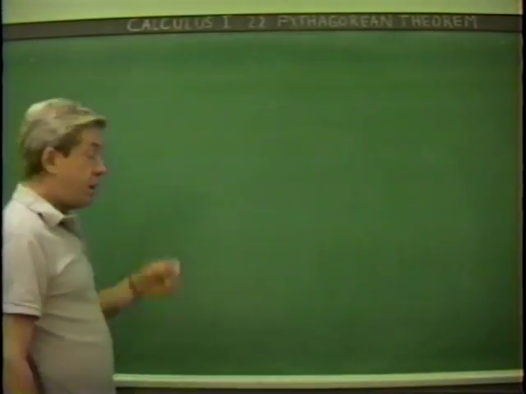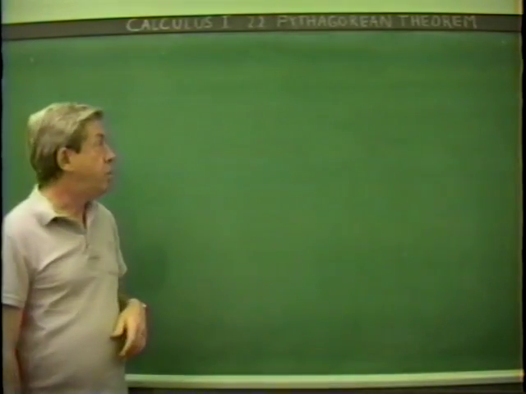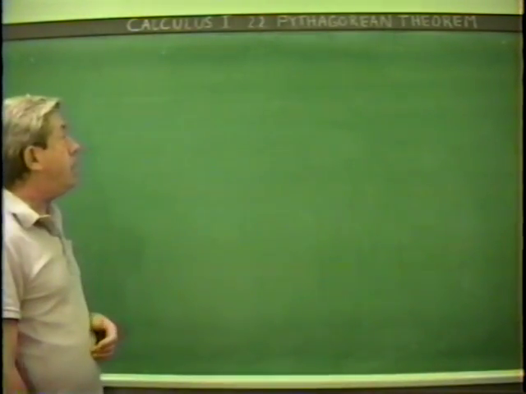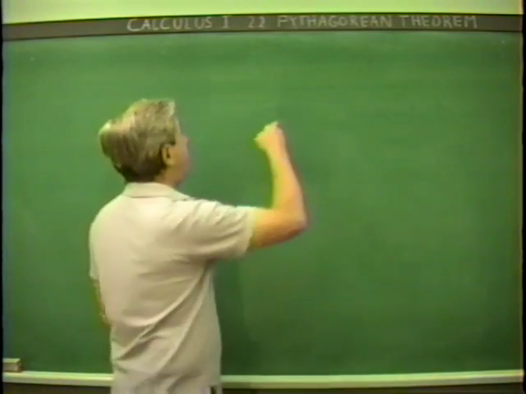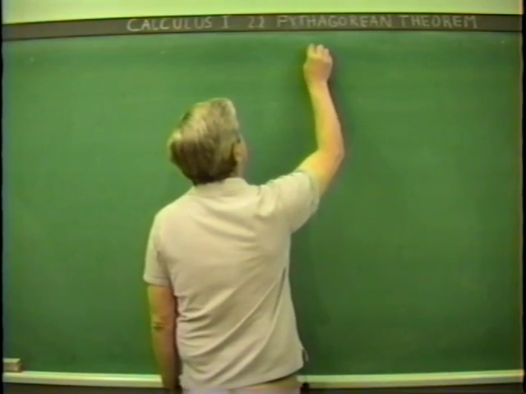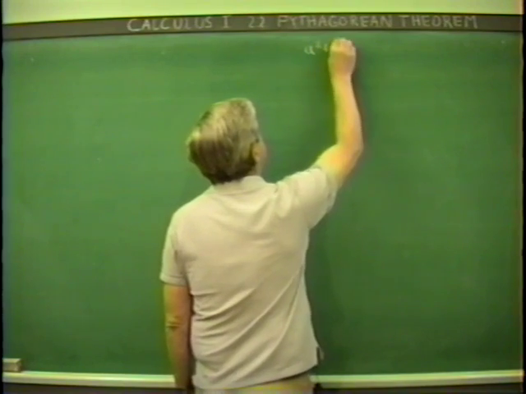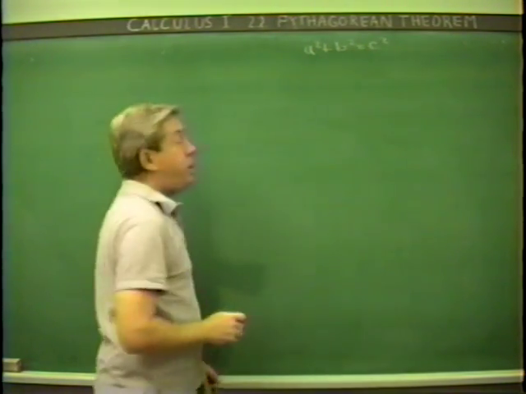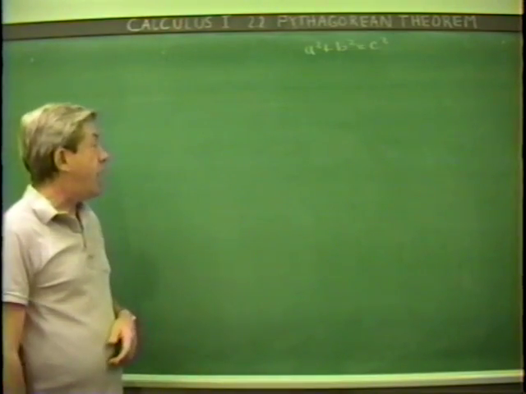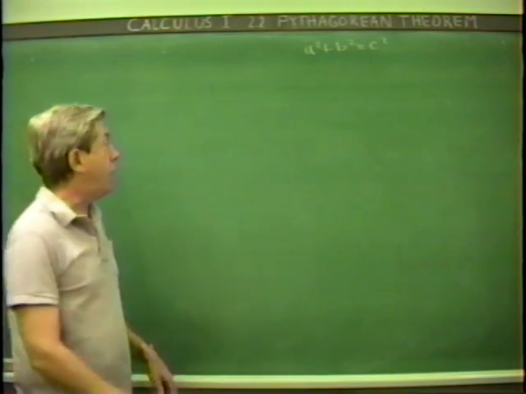For distances in the plane, we're going to need the Pythagorean theorem. And I'm going to show several versions of this theorem right now. The Pythagorean theorem says that in a right triangle, a squared plus b squared is equal to c squared, where a and b are the lengths of the sides of the triangle and c is the length of the hypotenuse.